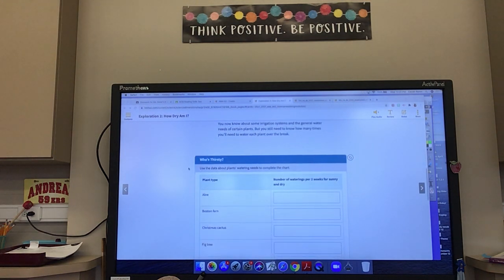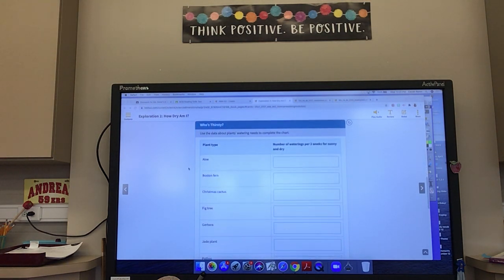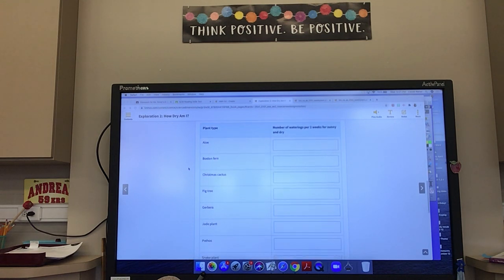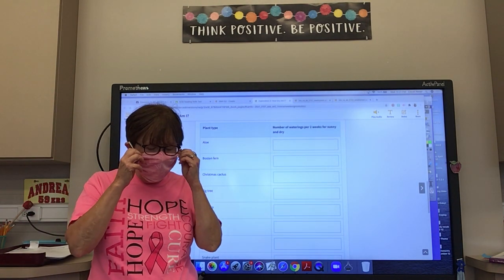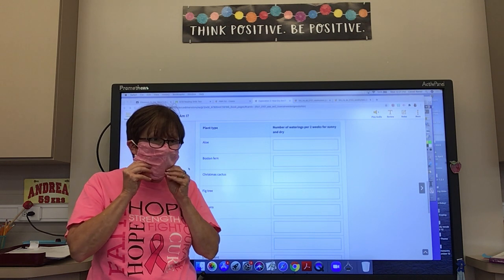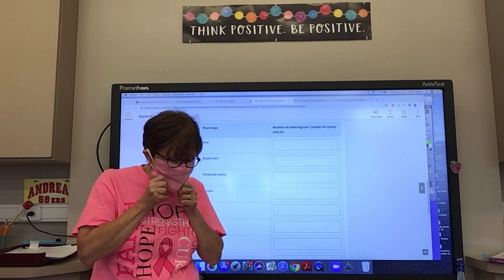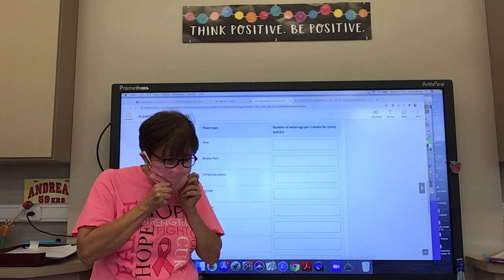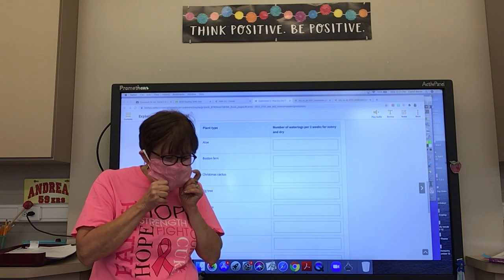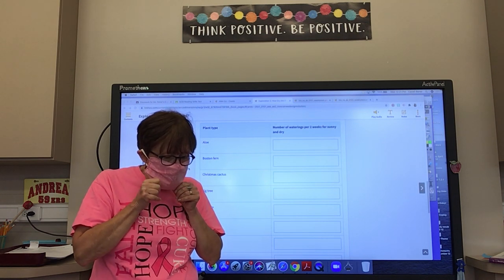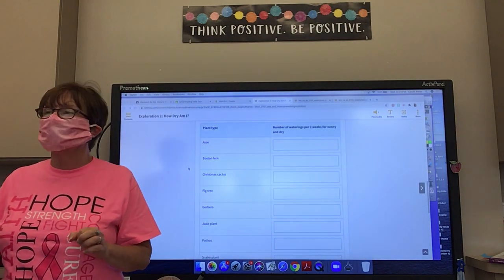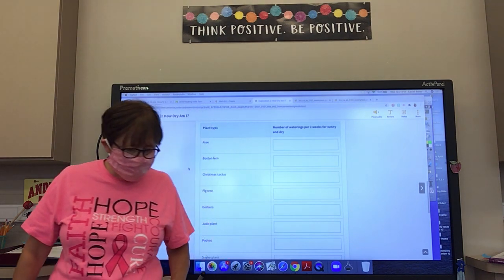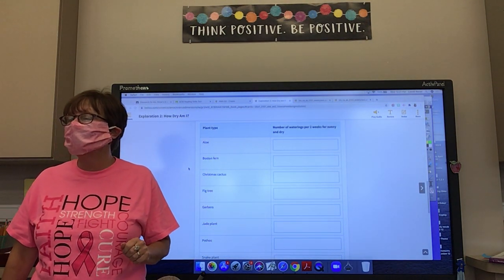Yeah, it was short. So here's what we need to do, boys and girls. We need to use what we learned about the different plants and how much they need to be watered to figure out the watering needs of some of our plants. So we need to figure out how many times we'll need to water each plant over break. So I want you to turn to page 28. Turn to page 28.